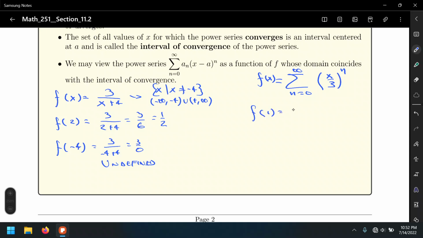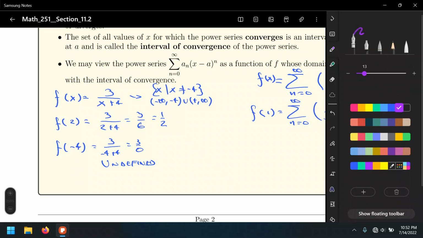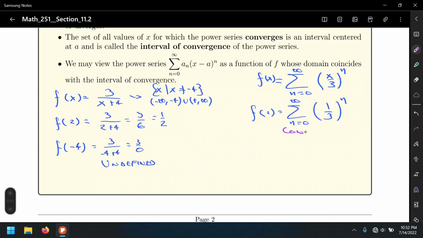So let's see, what about f of 1? For f of 1 we get sigma n equals 0 to infinity of 1/3 to the n. Does the power series converge for x equals 1? Well, what do we have here? We have a convergent geometric series. All right, so it works.